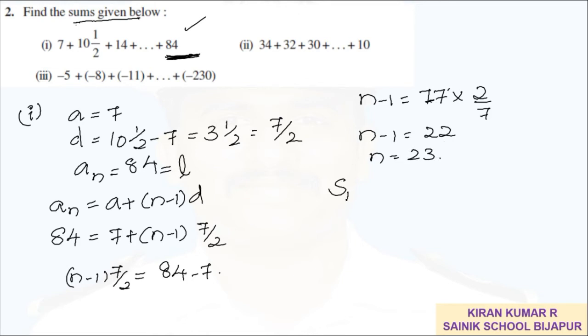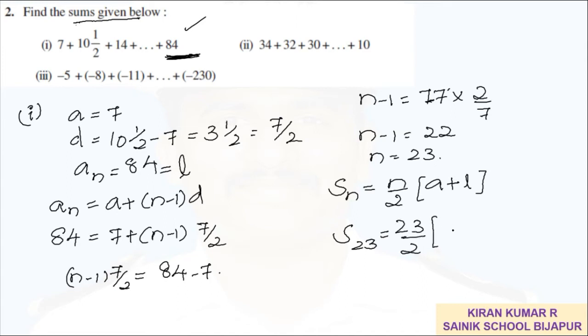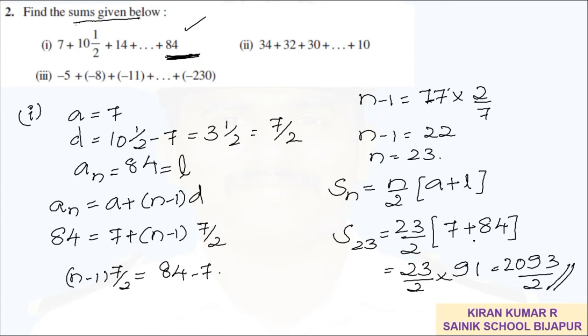Now we can find the sum. We can use the formula n by 2 times (a plus l). We have all the numbers, so S23 will be 23 by 2 times the first term, which is 7, plus the last term, 84. We get 23 by 2 multiplied by 91. Further on simplification, we get 2093 by 2. We can write it as it is, or express it as a mixed fraction, 1046 1 by 2. This will be the sum of 23 terms. In this case the number of terms was not given, so we need to find that first, then find the sum.